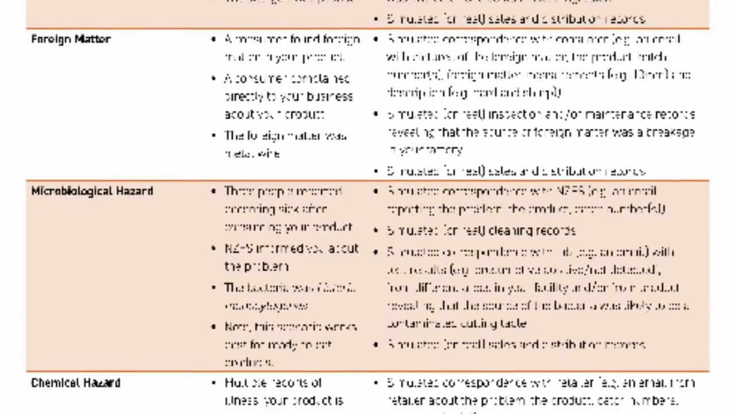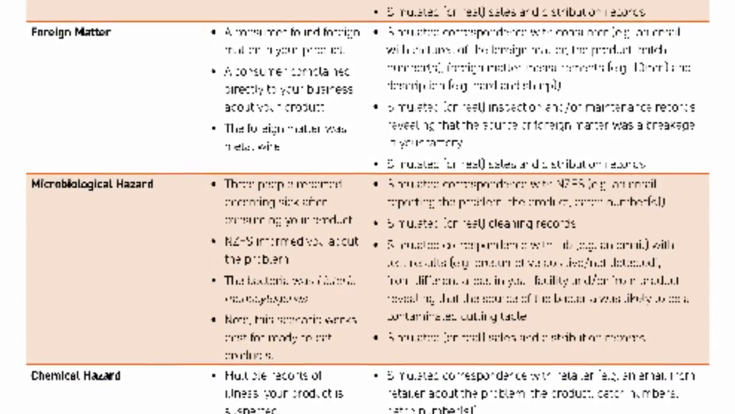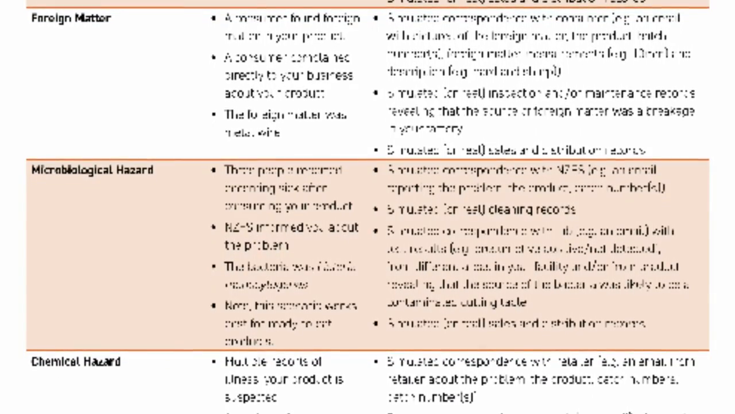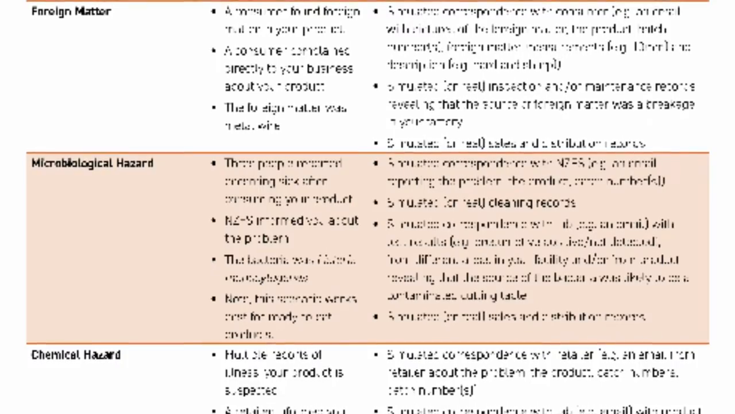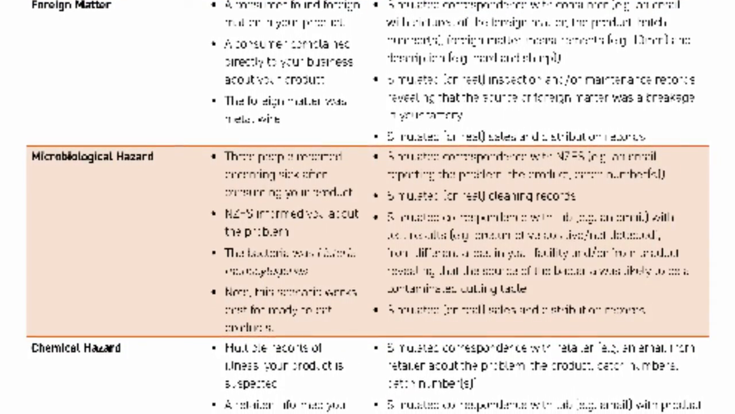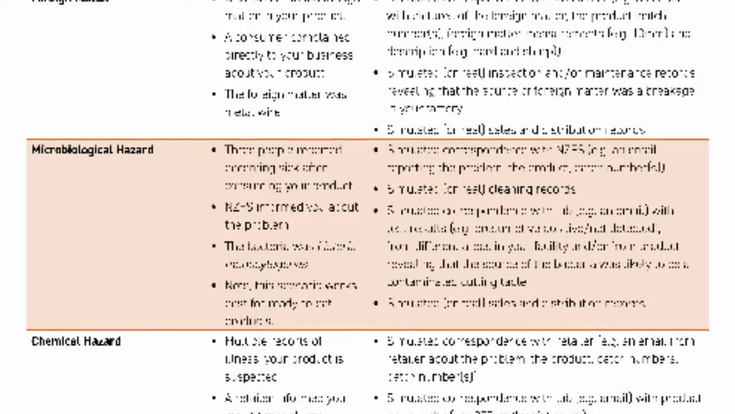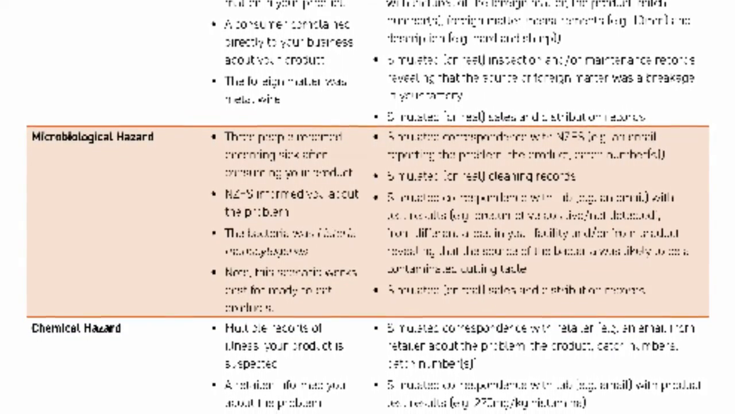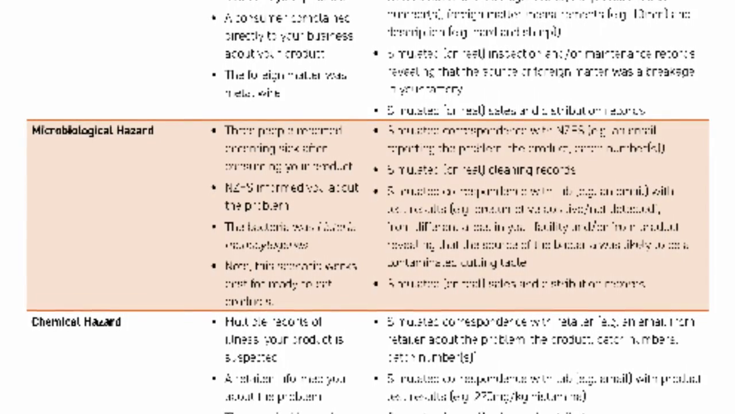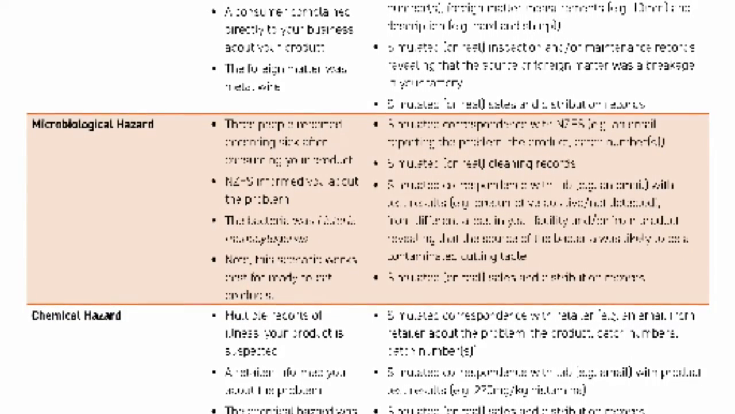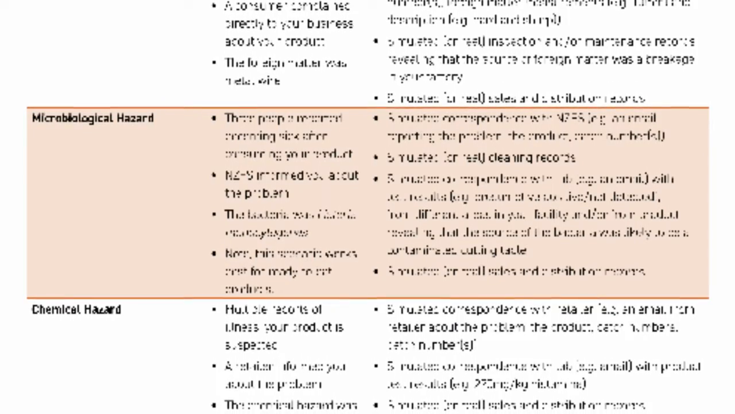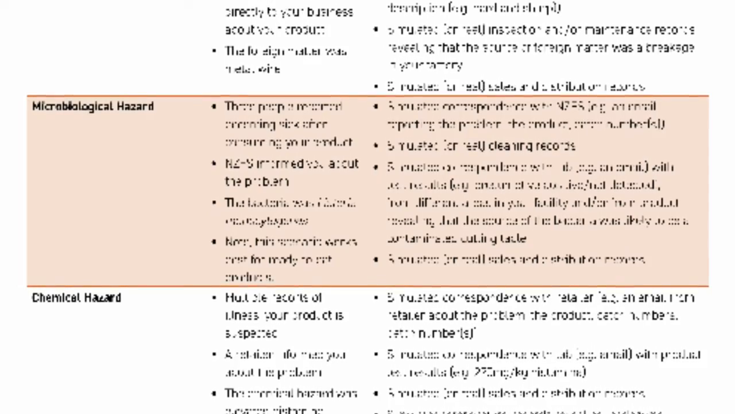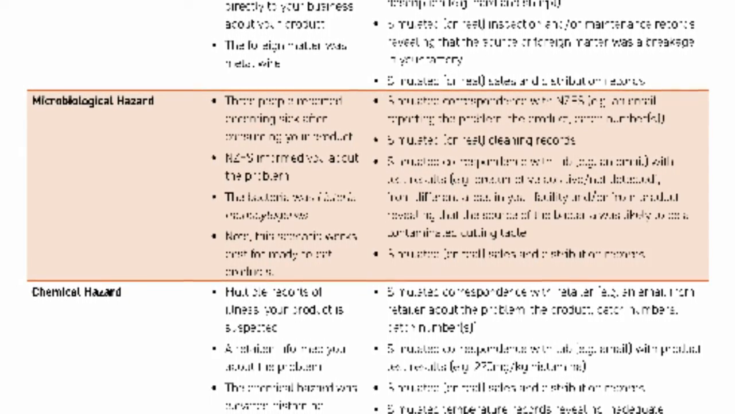Ideas for supporting information: simulated correspondence with NZFS, such as an email reporting the problem, the product, batch numbers. Simulated or real cleaning records. Simulated correspondence with labs such as an email with test results, for example presumptive positive, or not detected, from different areas in your facility, and or from product revealing that the source of the bacteria was likely to be a contaminated cutting table. Simulated or real sales and distribution records.